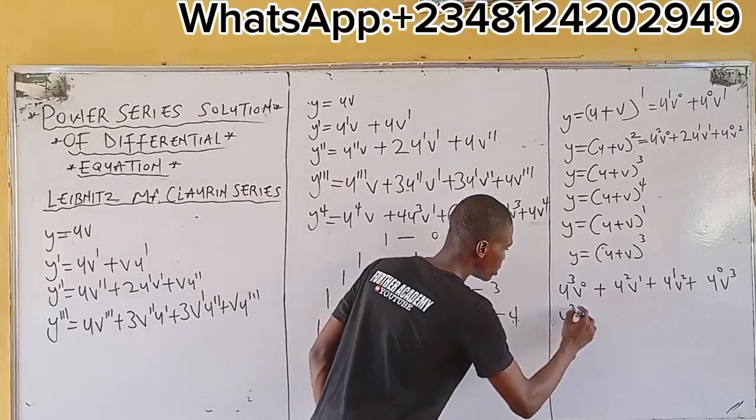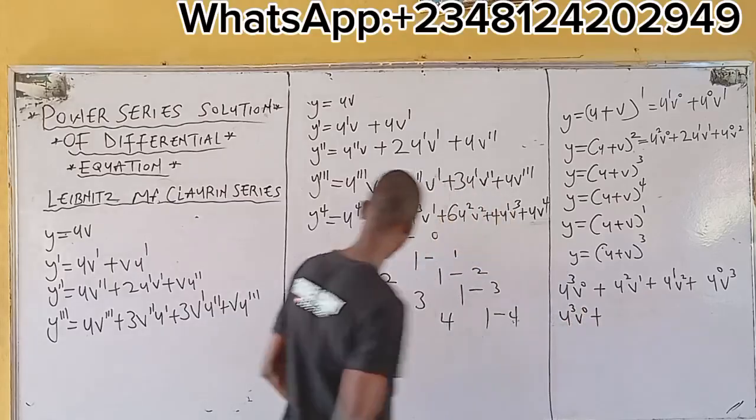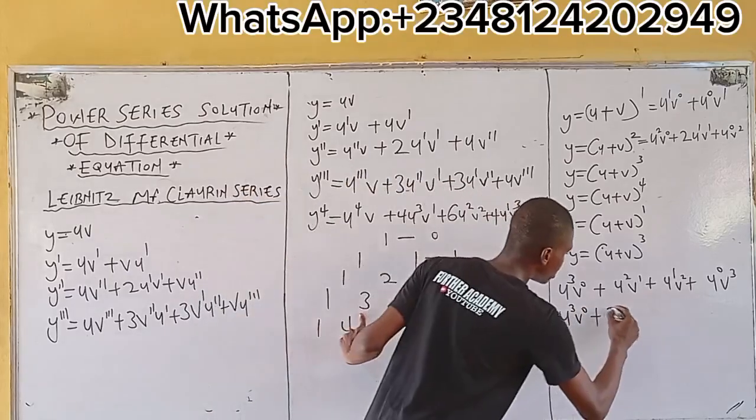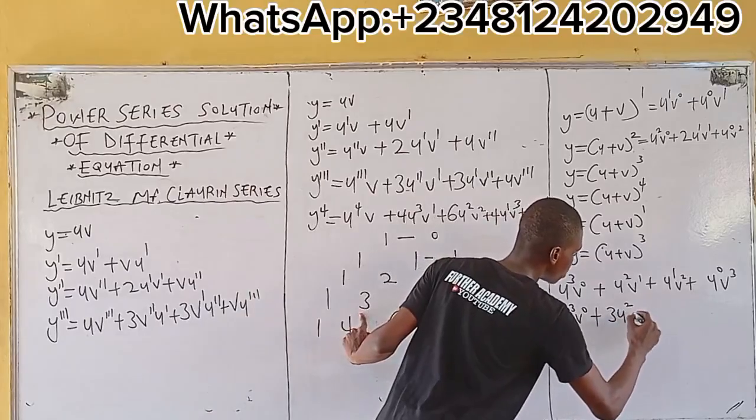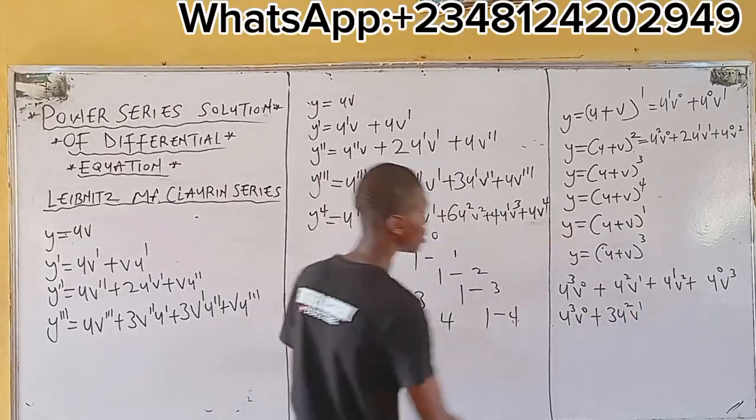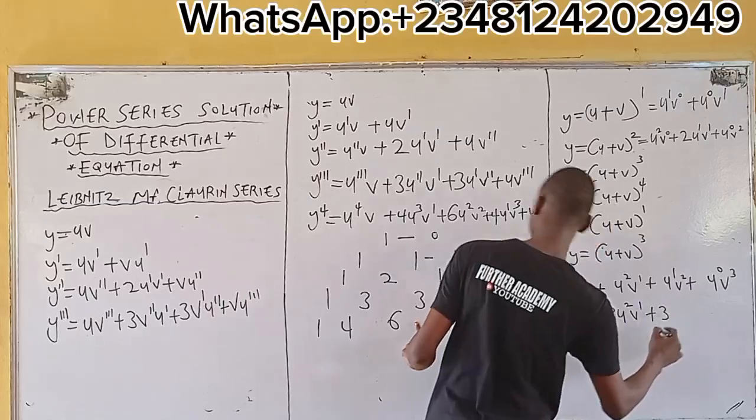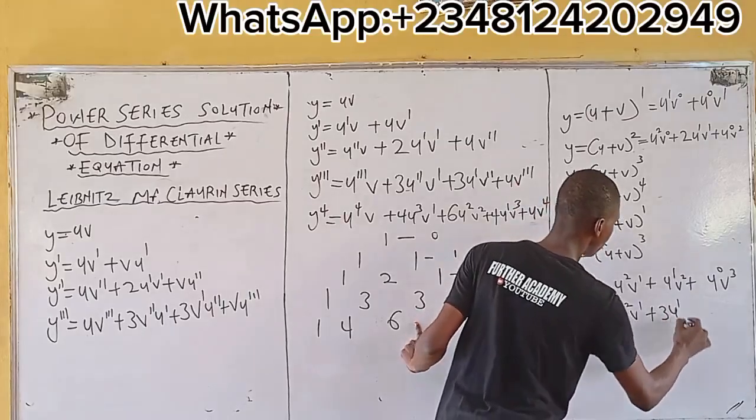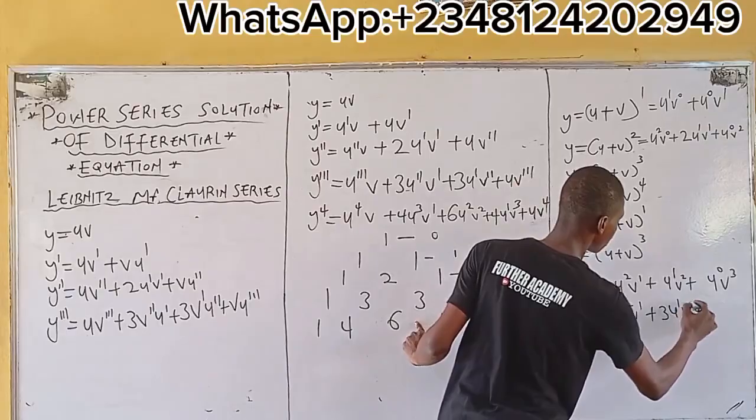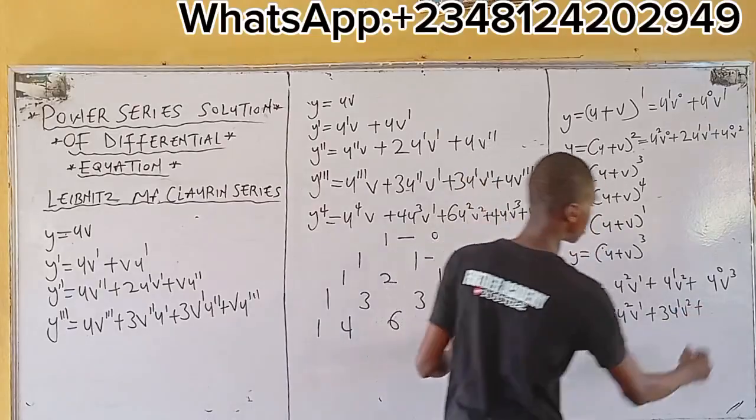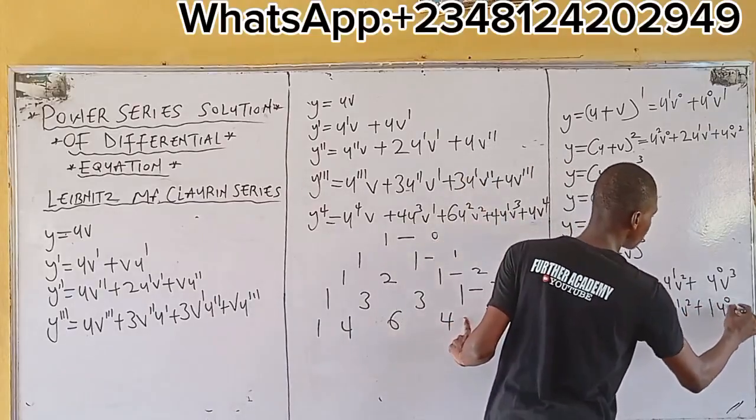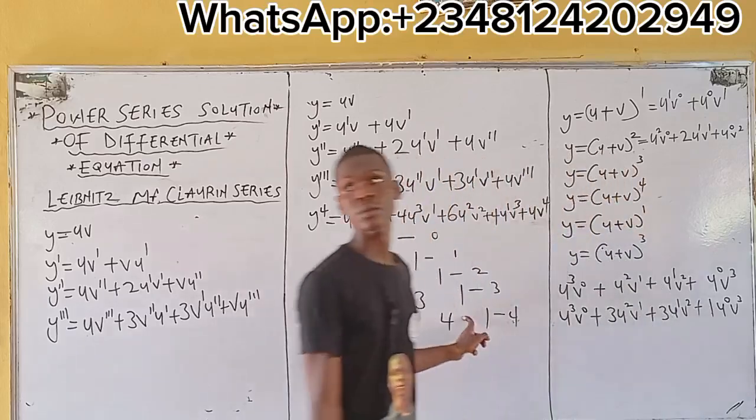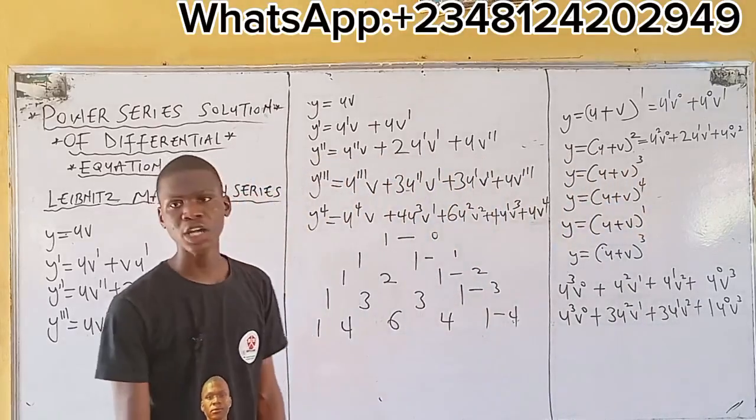Your coefficient becomes what? U raised to the power of 3, v raised to the power of 0, plus 3 u raised to the power of 2, multiplying v raised to the power of 1, plus what? 3 u raised to the power of 1 multiplying v raised to the power of 2 plus 1 multiplying u raised to the power of 0, v raised to the power of 3. Right? Any question on this?